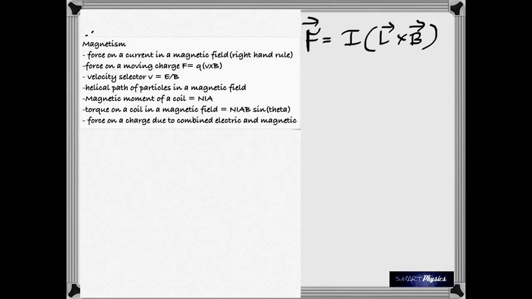And remember that if the particles enter a magnetic field at an angle, it's going to be a helical path, with the perpendicular component of the velocity determining the radius and the parallel component of the velocity giving the distance between the helixes, the pitch of the helix rather. The magnetic moment of a coil is NIA, number of turns multiplied by the current times the area. The torque on a coil in a magnetic field is NIAB sine theta.